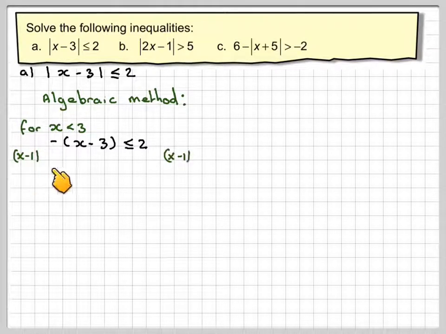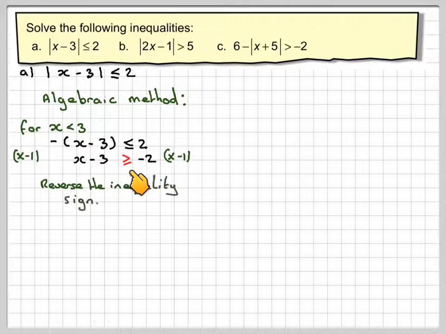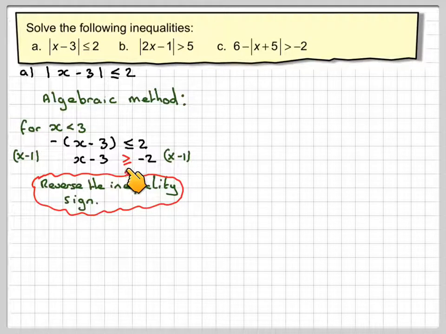So then we've got to deal with that minus sign. The best thing to do is to multiply by minus 1, but when you multiply an inequality by a negative number, you must remember to reverse the inequality sign. If you multiply or divide an inequality by a negative number, you must reverse the inequality sign. So this becomes x minus 3 is greater than or equal to minus 2. Then we add 3 to both sides, which gives me x is greater than or equal to minus 2 plus 3, which gives me 1. And then I've got one part of the solution.